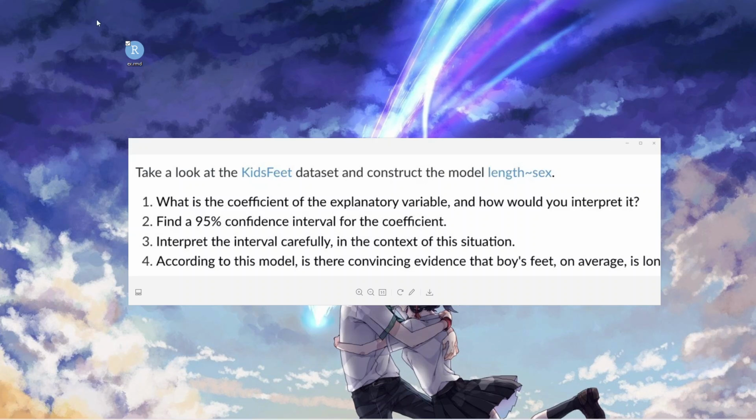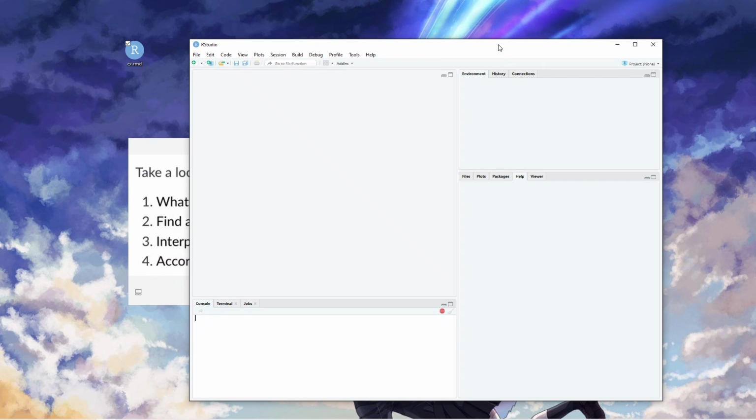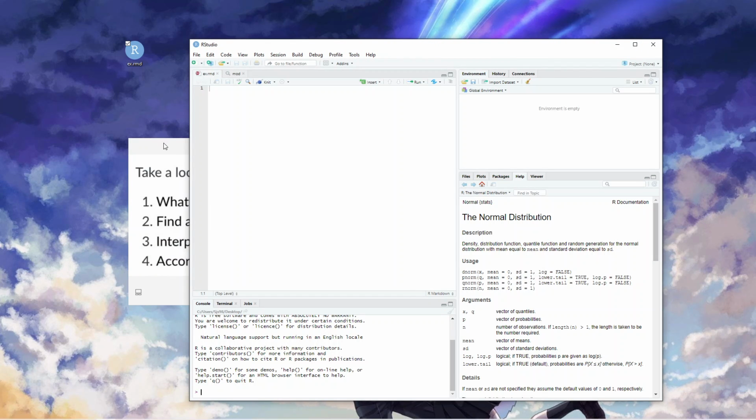So first of all, I'm going to build a new file, exercise.rmd. This is our R Markdown file. First things first, I'm going to import the data. So the first step, import data.